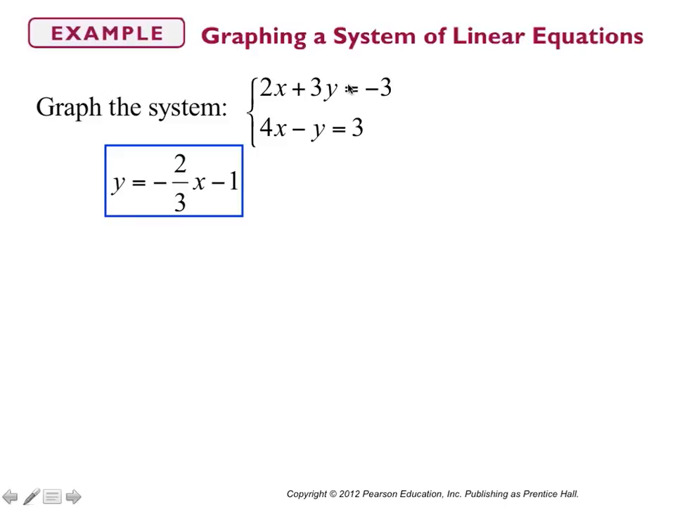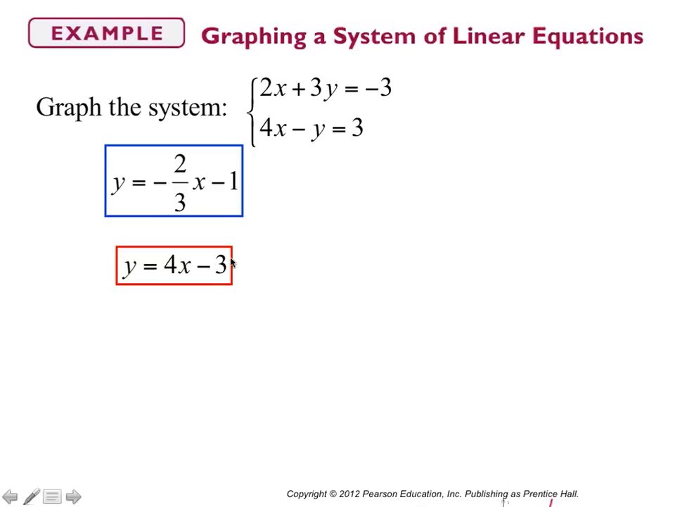For this first equation, we're getting y all by itself. If we subtract 2x from both sides and then divide everything by 3, we'll be left with this in the blue box, y equals -2/3 x minus 1. And then down here, to get y by itself, we subtract 4x from both sides and then multiply everything by -1. So we'd get y equals 4x, which is positive, minus 3. So these are our two equations.